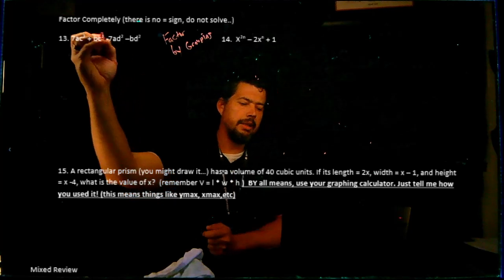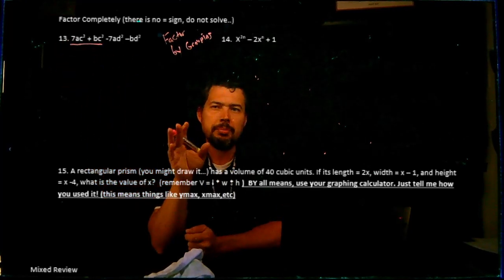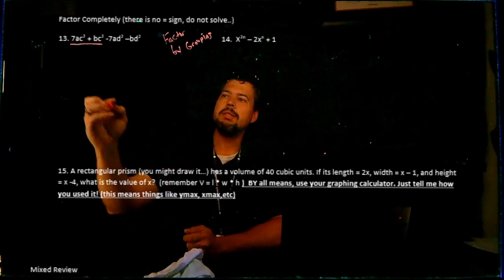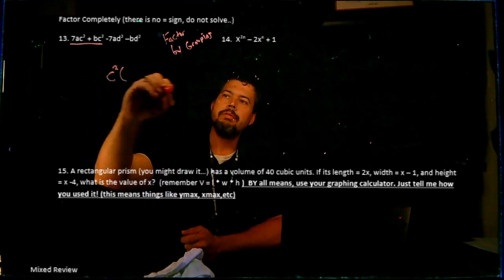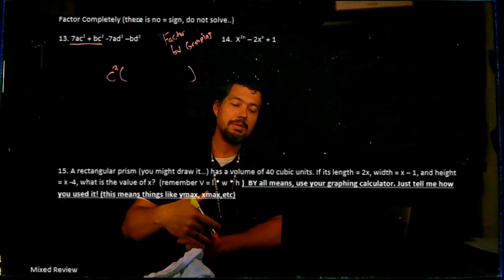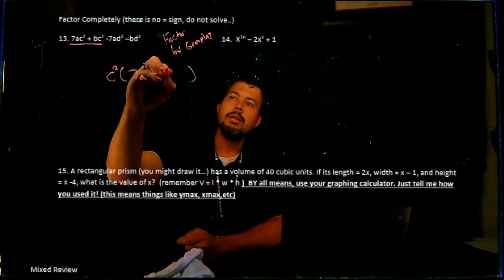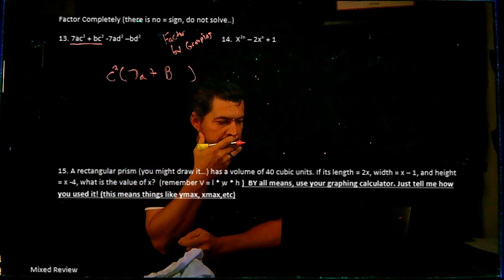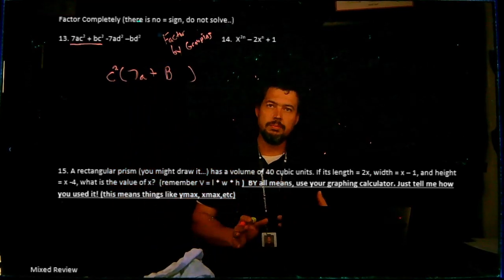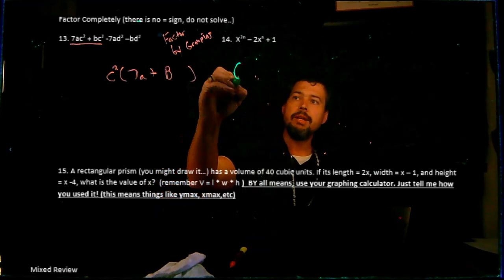So I'm going to look at the first 2 terms. And what I see they have in common is they both possess c squared. So I'm going to pull that c squared. If I pull a c squared from 7ac squared plus bc squared, I'm going to have 7a plus b left over. Now, my goal is to create this same exact factor right here.